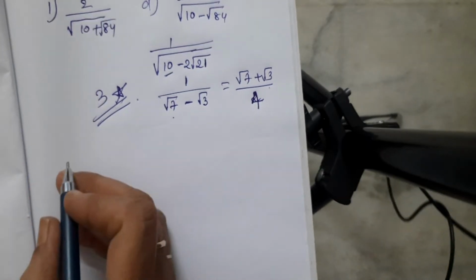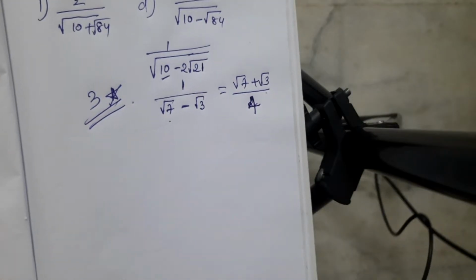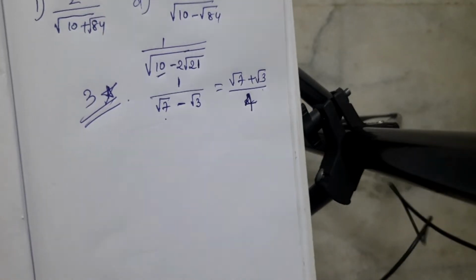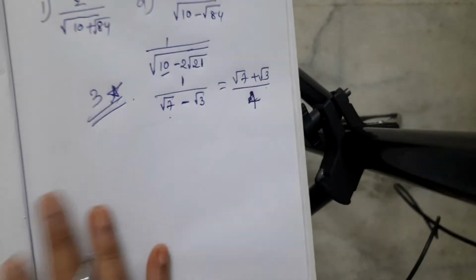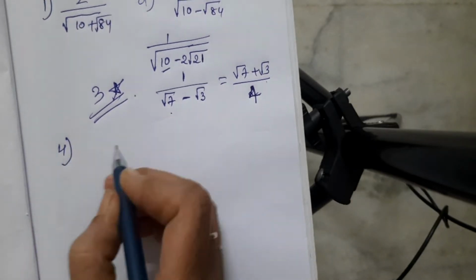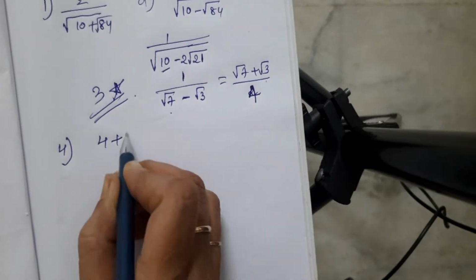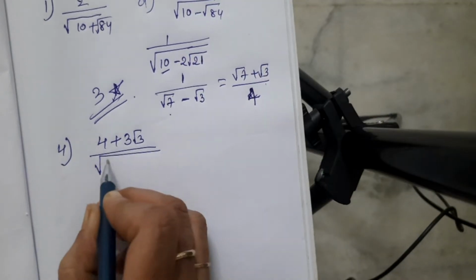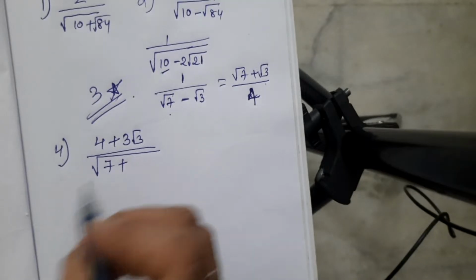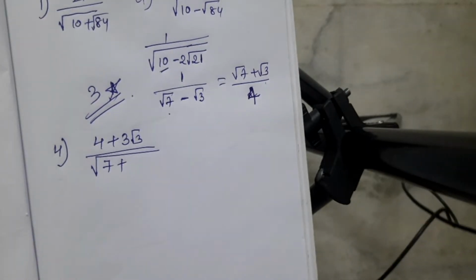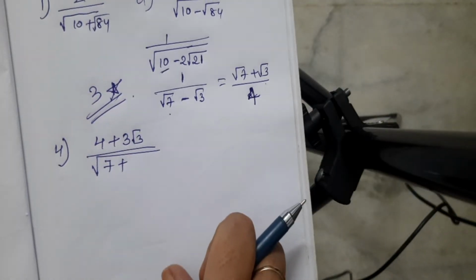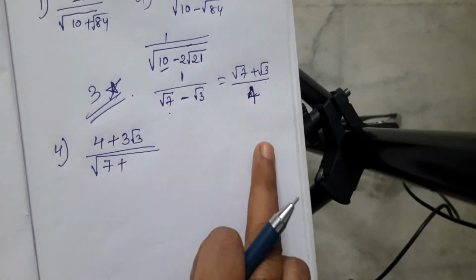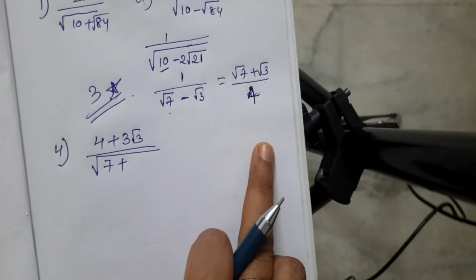Now let's start out with question number 4. So here in question number 4, it's a very important question, fourth question. Fourth question is given 4 plus 3 root 3 upon root 7 plus. Question number 4, answers are not matching as per the given. Fourth question, options are different. We got the answer as root 7 plus root 3 by 2. But answers are somewhat different.